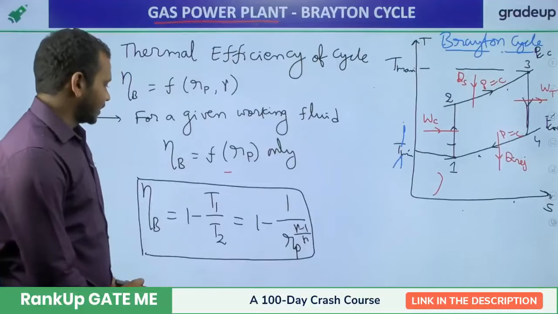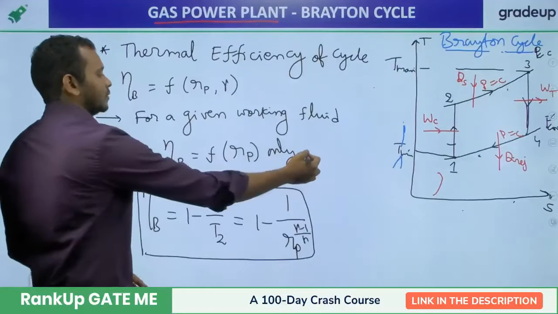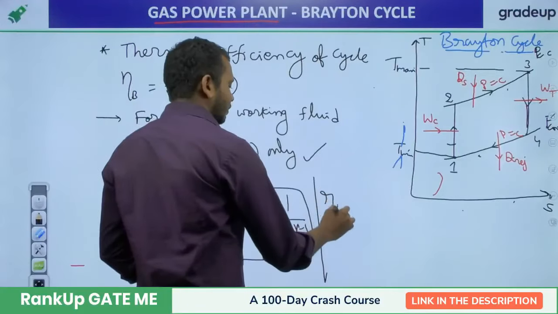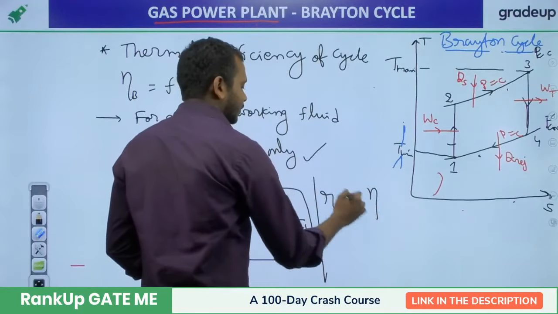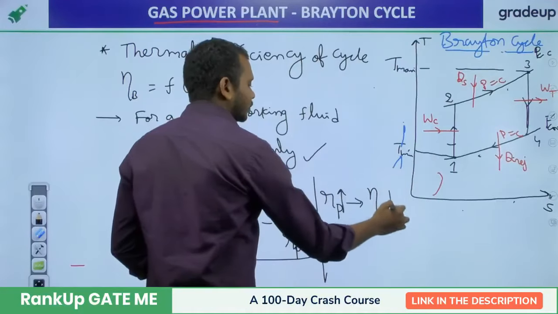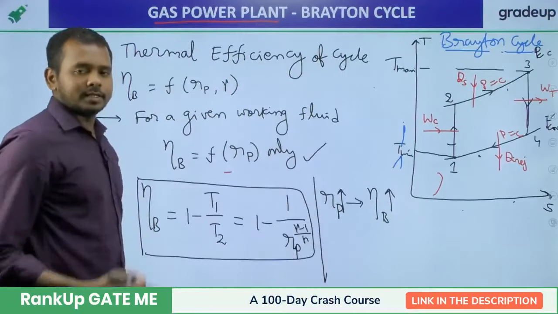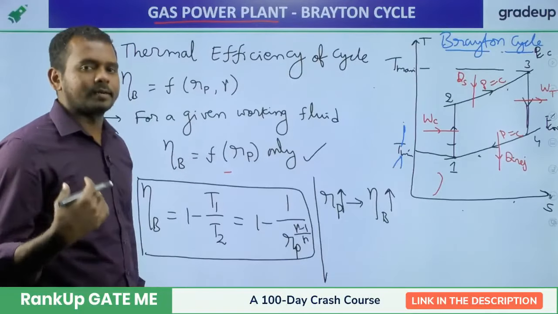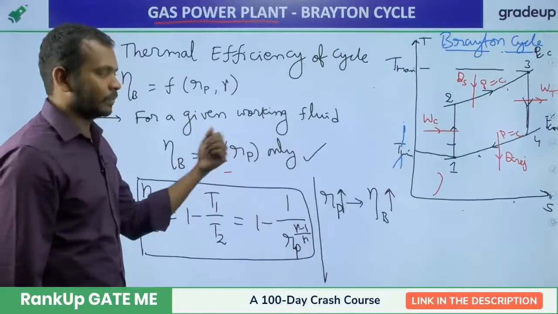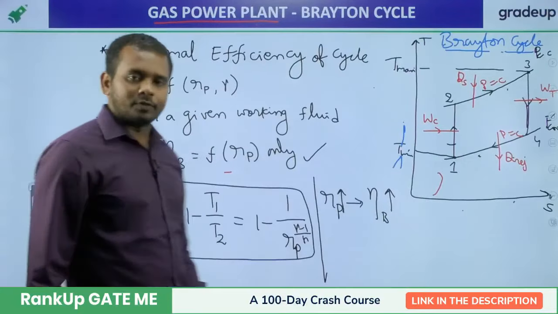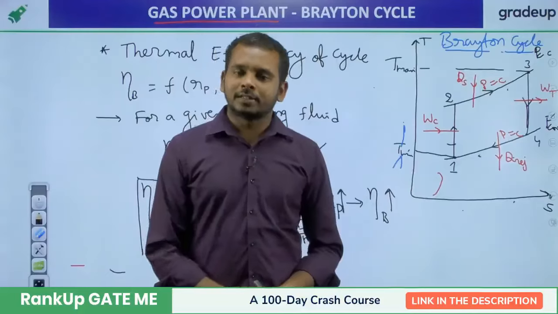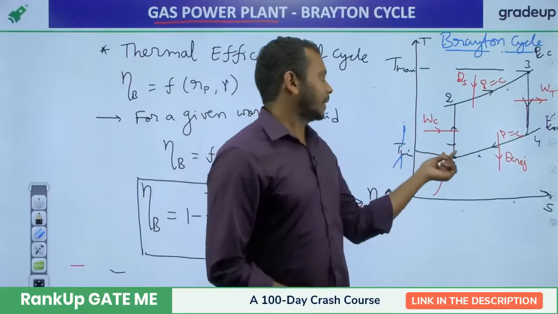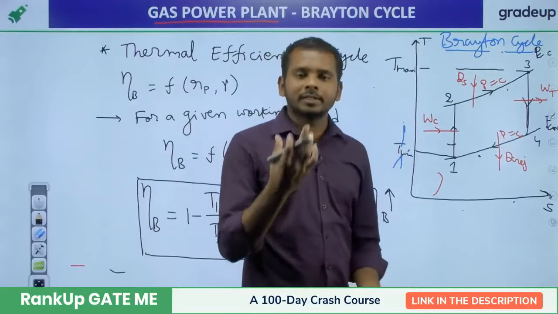So what you see here, when the Brayton cycle efficiency is a function of pressure ratio, how does it relate? When the pressure ratio increases, what about the efficiency? When the pressure ratio increases, the Brayton cycle efficiency also increases. The efficiency is directly proportional to the pressure ratio. That means if you maintain more pressure ratio, we can see more efficiency. That means we can play with the pressure ratio. So by increasing the pressure ratio, let us see how much efficiency we can increase.